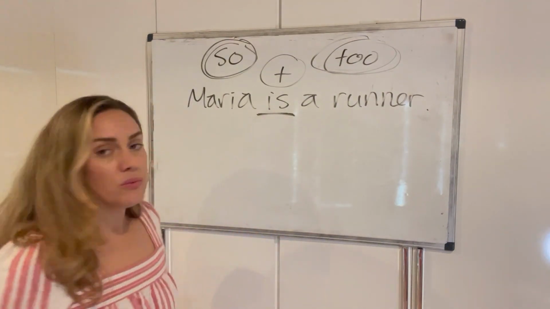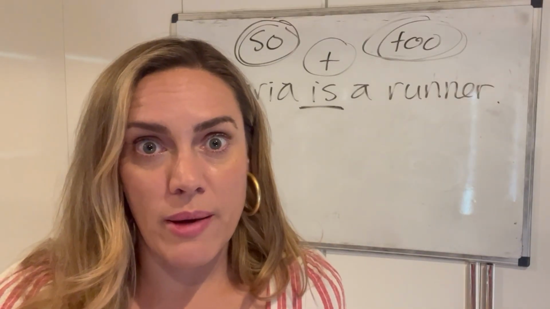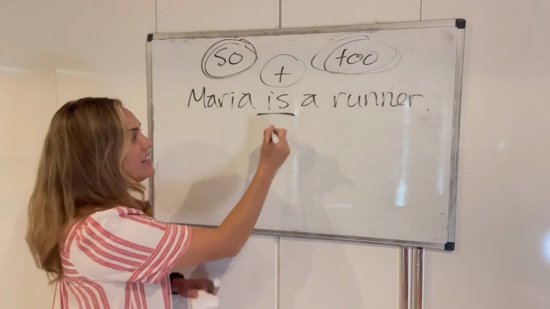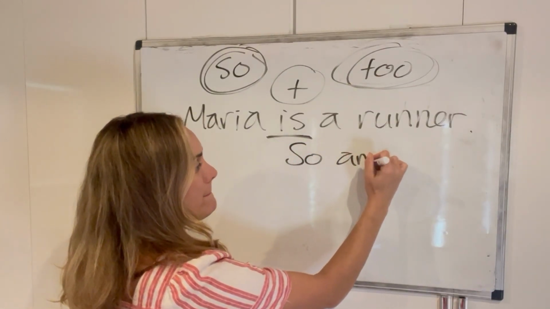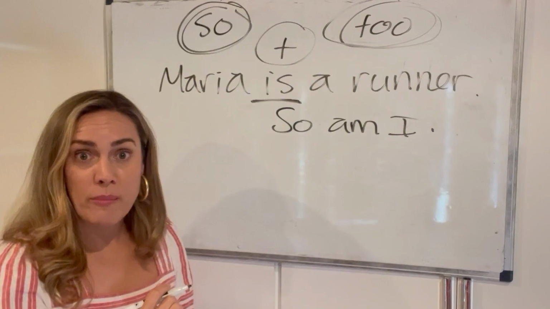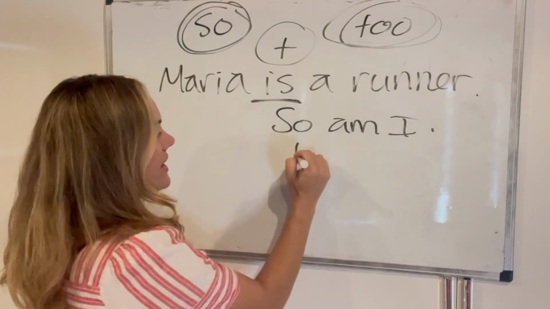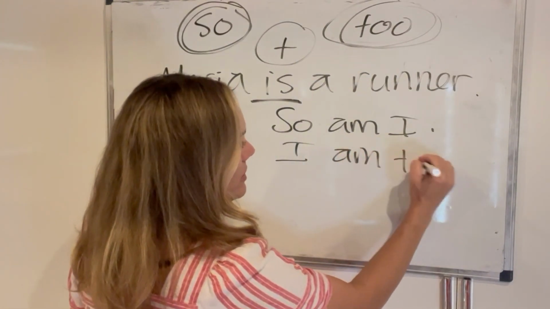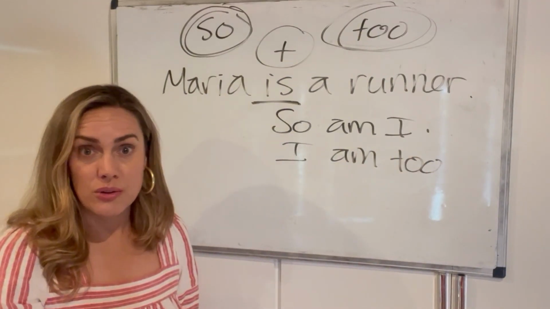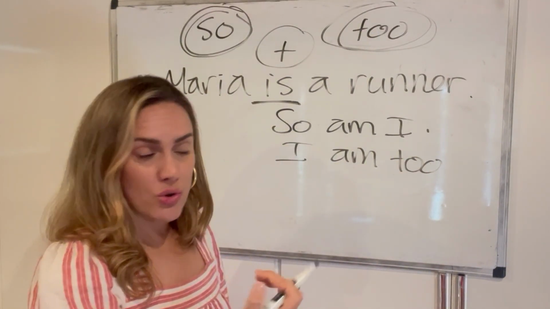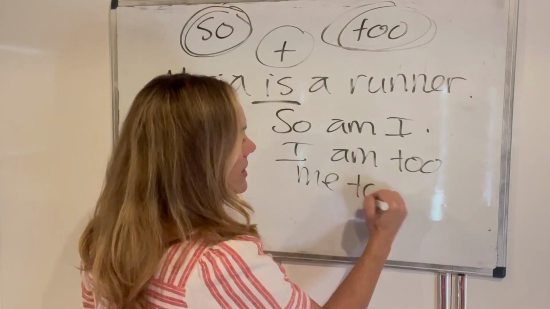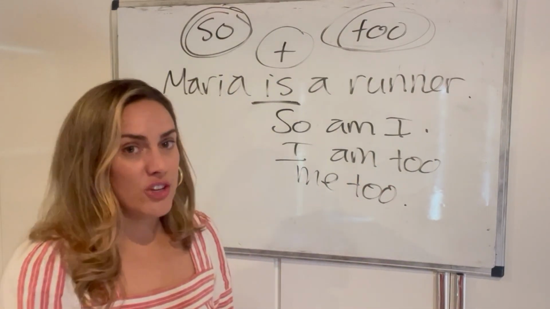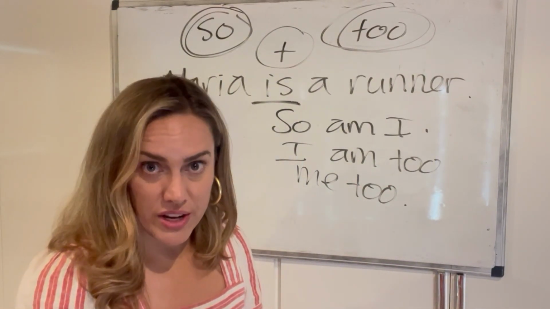So, Maria is a runner. I also am a runner. I can say, so am I. Or I can say, I am too. Or to make it even shorter, you can just say, me too. You can do either of these three.